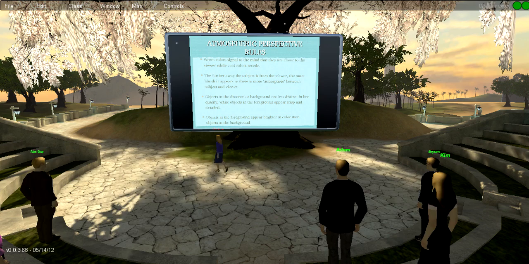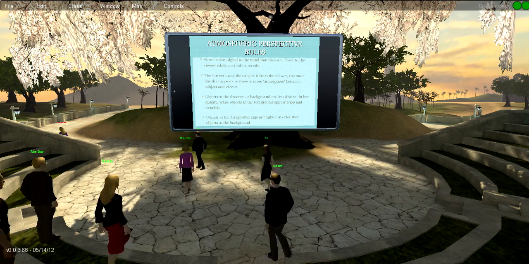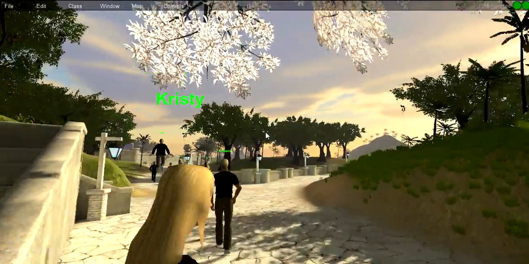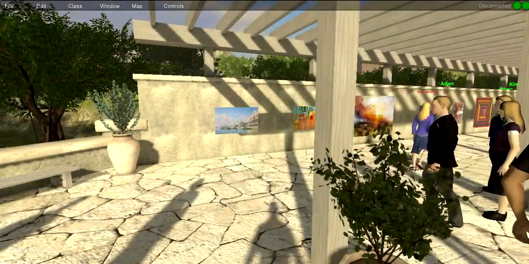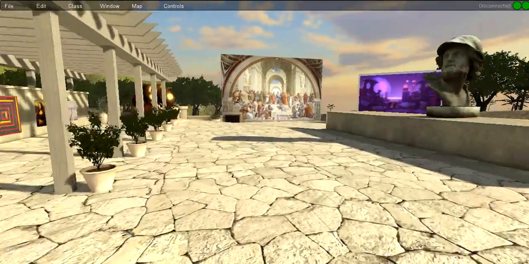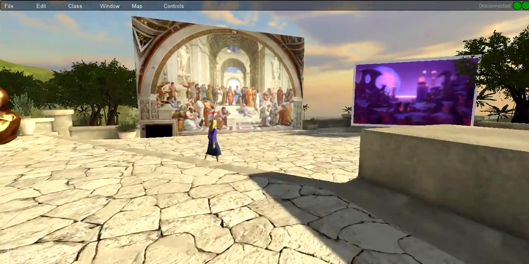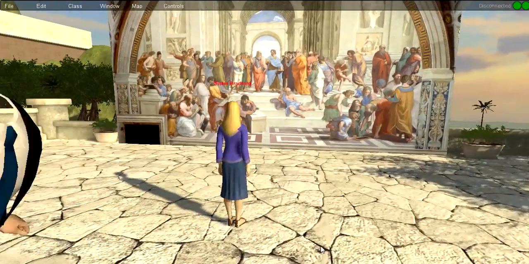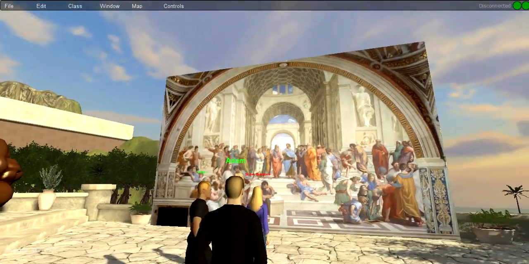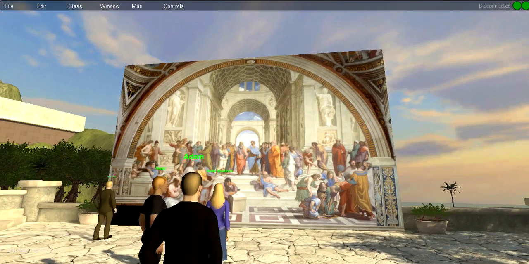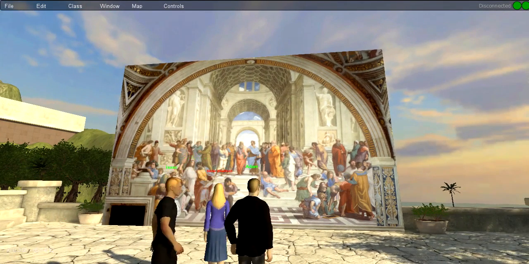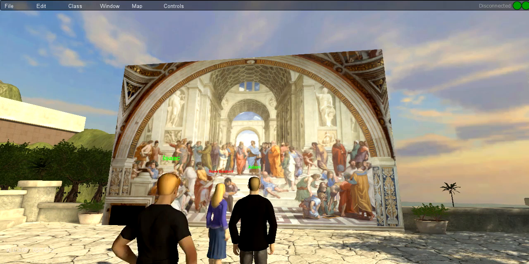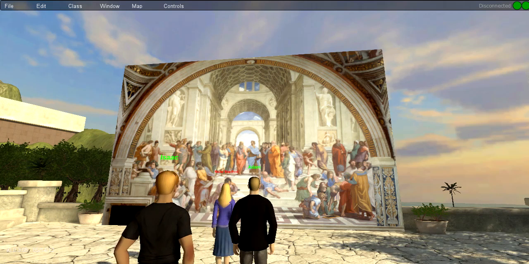Let's go ahead now and walk over to the art park, and let's see if we can find some examples of both atmospheric and linear perspective in the outdoor art park. Let's keep walking over here to the beautiful painting, the monumental size painting called The School of Athens by Raphael. Can you tell us what kind of perspective Raphael has been able to achieve here? Abe, what do you think?